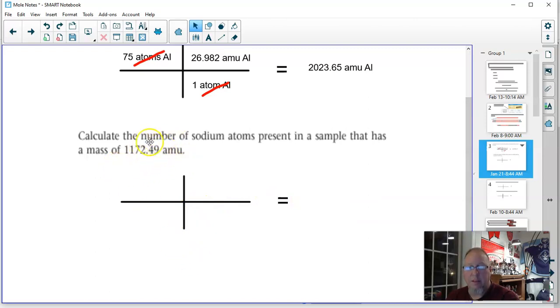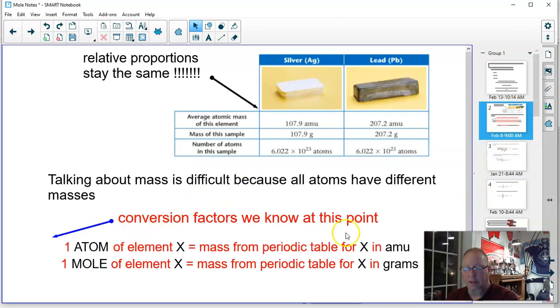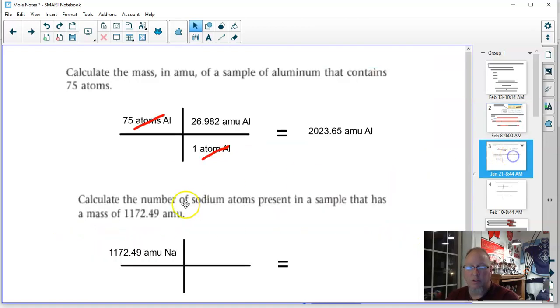And in this case, I'm given something in AMUs. It says calculate the number of sodium atoms. So this is how many AMUs of sodium I have. This is the same exact problem. It's just that I'm using the conversion factor in the reverse method. If I start with AMU and I want to know atoms, I would just simply take the AMU from the periodic table and write it down there. And then atoms would be on the top.